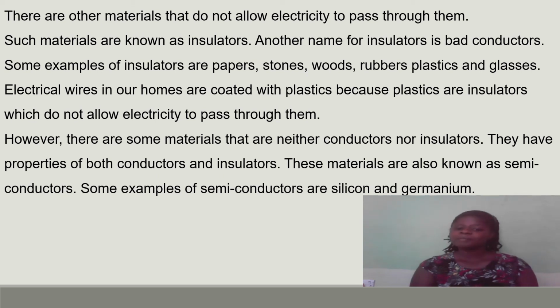However, there are some materials that are neither conductors nor insulators. They have properties of both conductors and insulators, and these are known as semiconductors. Examples are silicon and germanium. Okay, so that's the end of the lesson on electricity and electronics.